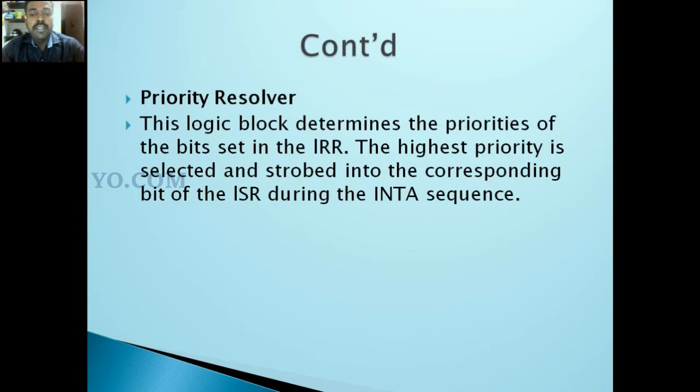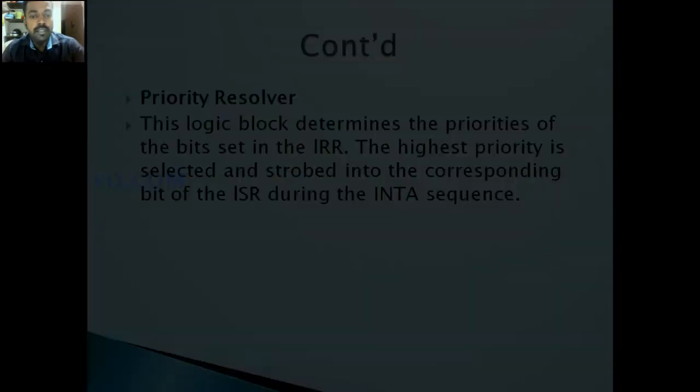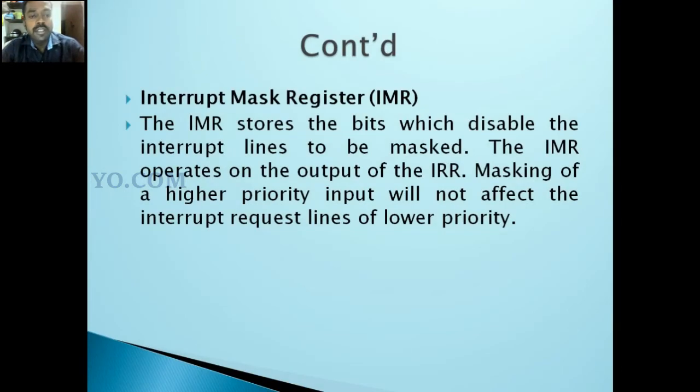During the interrupt acknowledge sequence, when the microprocessor acknowledges a particular interrupt, the highest priority interrupt is given to the in-service register. Then the interrupt mask register, IMR, stores the bits which disable the interrupt lines to be masked. The IMR operates on the output of the interrupt request register. Masking of the highest priority interrupt will not affect the interrupt request lines of lower priority. So we can mask any interrupt by using the interrupt mask register.